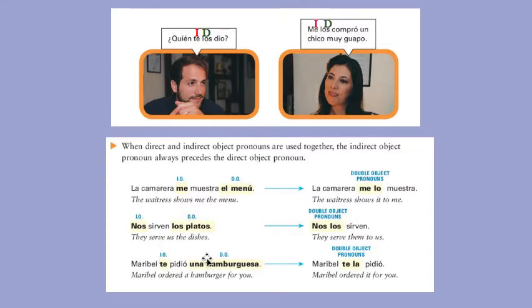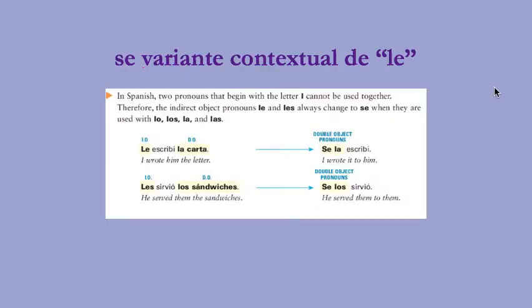Maribel te pidió una hamburguesa. Maribel te la pidió. Why la? Because es una hamburguesa. Or, ¿quién te los dio? Who gave them to you? Te los, in the same order. Me los compró un chico muy guapo. Me los, once again, in the same order.